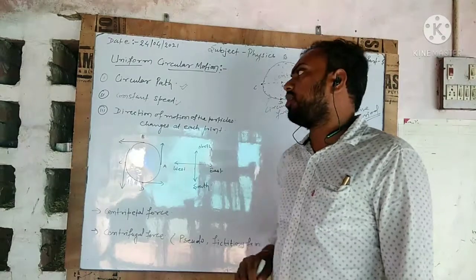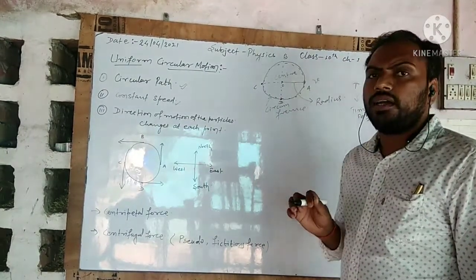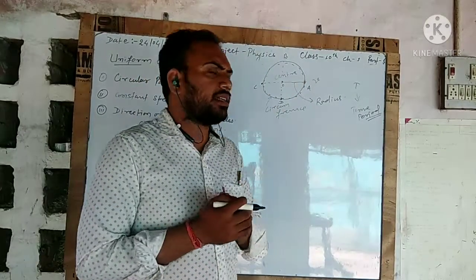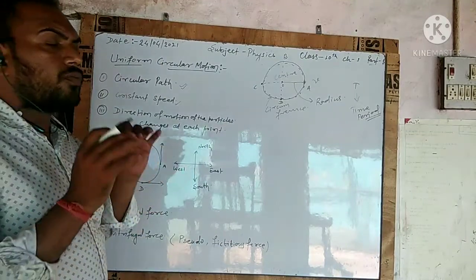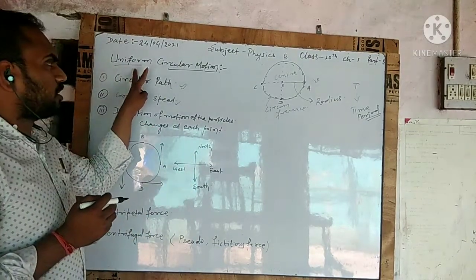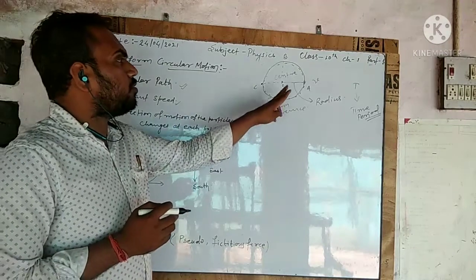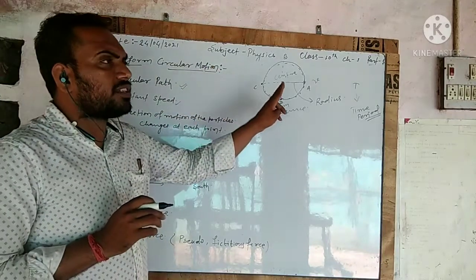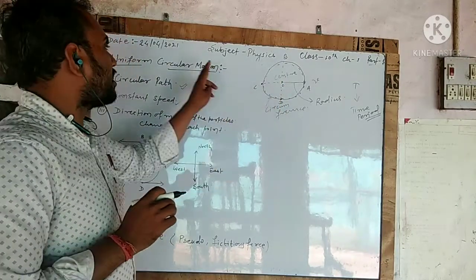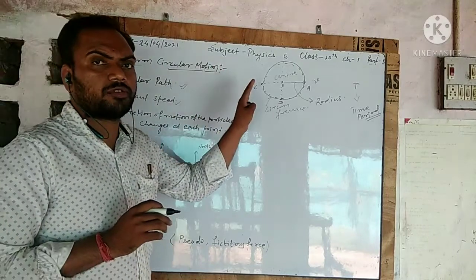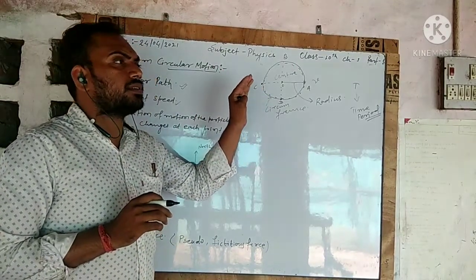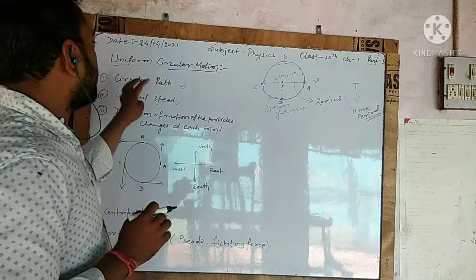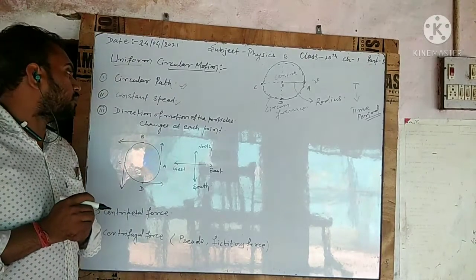So I hope I have made it clear why it is called uniform circular motion. It is circular motion because the body moves on a circular path. With a constant speed, the body is moving on a circular path. That's why it is called uniform circular motion. Equal distance is covered by the body in equal intervals of time. That's why its name is uniform circular motion.